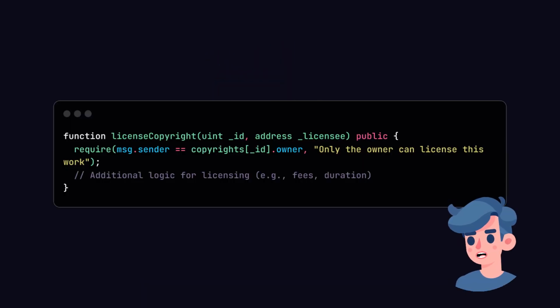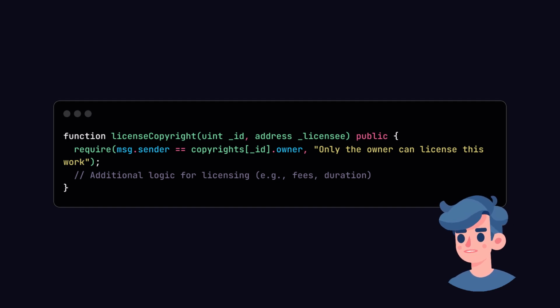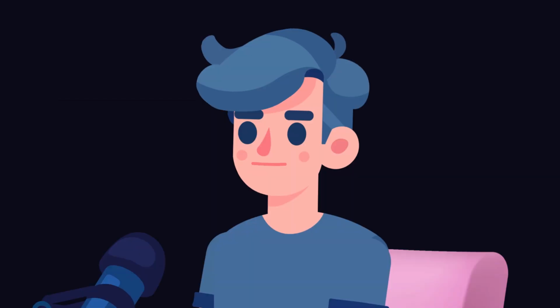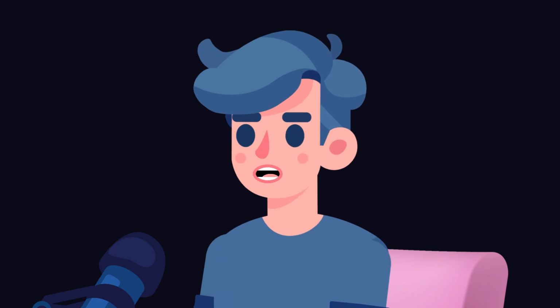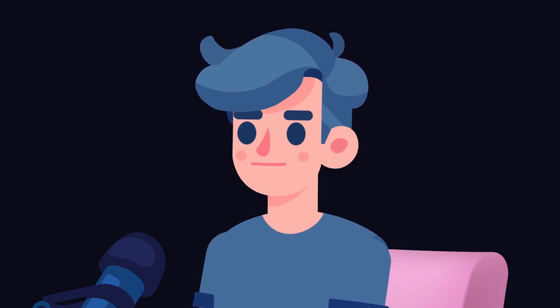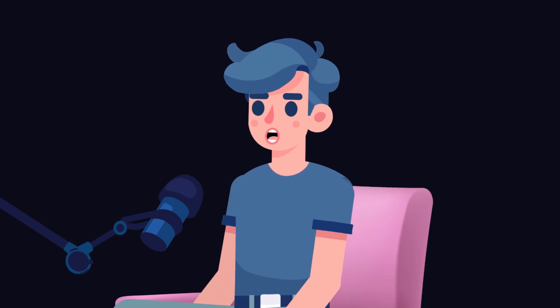Let's discuss another important aspect of copyright protection: licensing. You can include functions in your smart contract to allow for licensing of the registered work, thus creating a legal framework for others to use your creations. This license function checks that the caller is indeed the copyright owner before allowing them to create a license for their work. This helps ensure that unauthorized users cannot issue licenses.